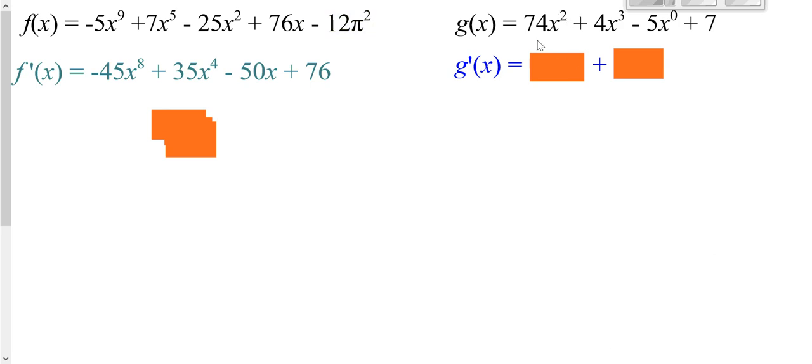Over here, put the exponent down in front, decrease the exponent by 1. Exponent in front, decrease it by 1. And this is a constant, so the derivative of that goes to 0. Remember, this is a constant because x to the 0 is 1. 1 times 5 is 5, so you'd be subtracting 5, a constant. When you do your derivative of the constant, it goes to 0.